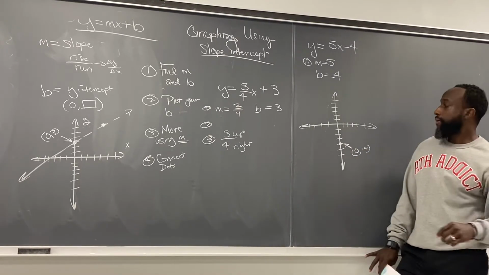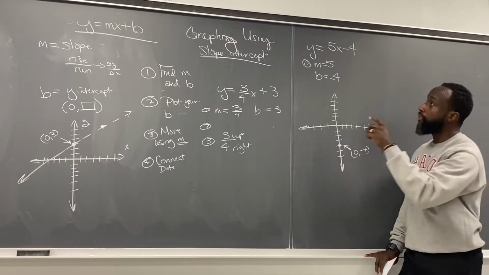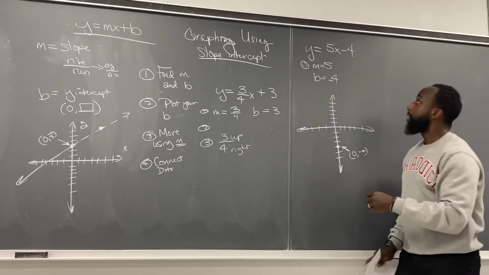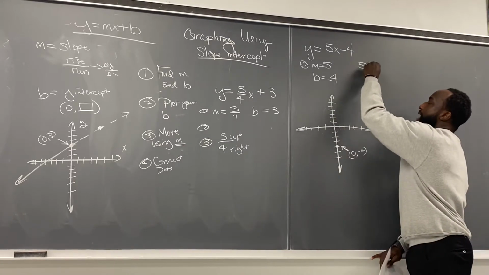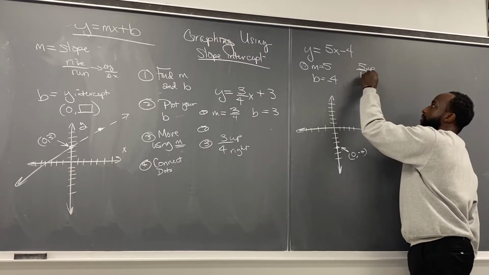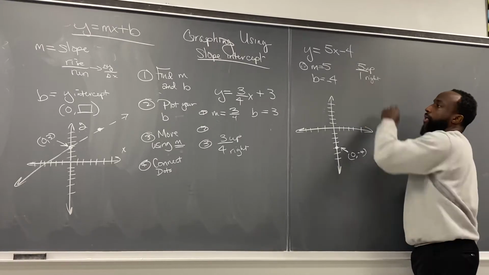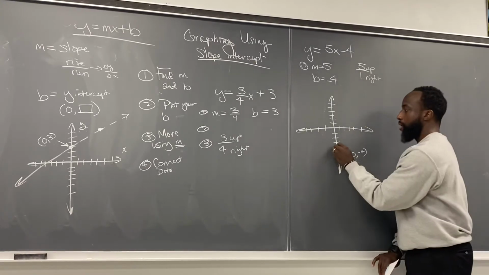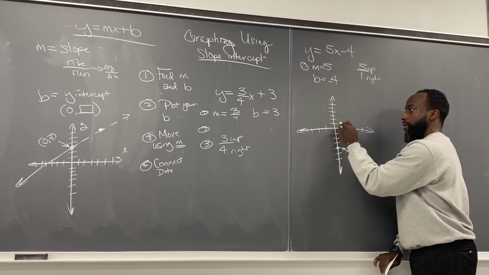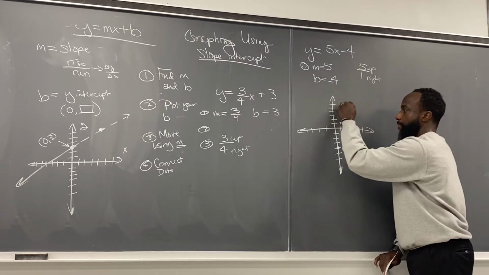Finally, MJ, you move based on number 3. You move based on your slope. So the slope being 5 is the same as 5 over 1. That means I go up 5 and to the right 1. So here we go. 1, 2, 3, 4, 5, to the right 1. Bam.